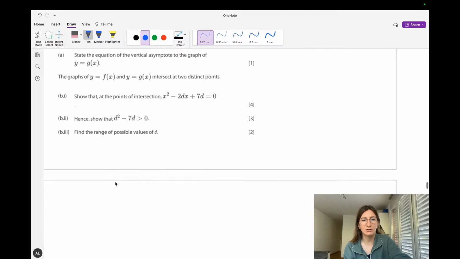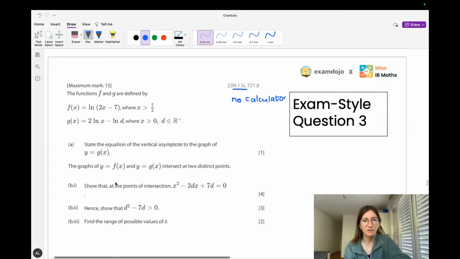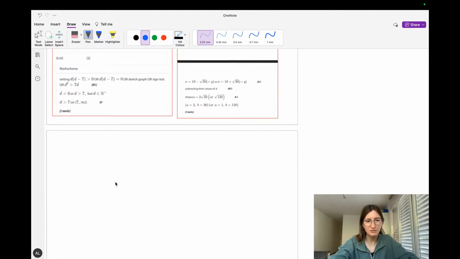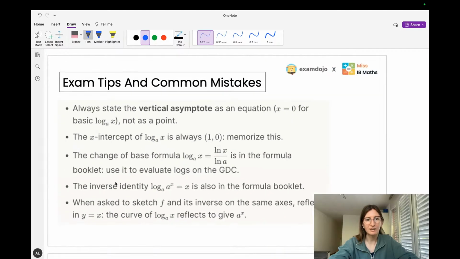This is our last question. So if at this point you are not wanting to continue on, then that's fine, because it's not relevant to you. I can finish it off for you. We would answer that question, just going through, and then have some exam tips as usual. So, sorry, this is just for AISL who might want to leave at this point, seeing as the last question isn't for them. Always state the vertical asymptote as an equation, as I said, x equals 0. The x-intercepts and y-intercepts of our log and exponential are really good to memorize.